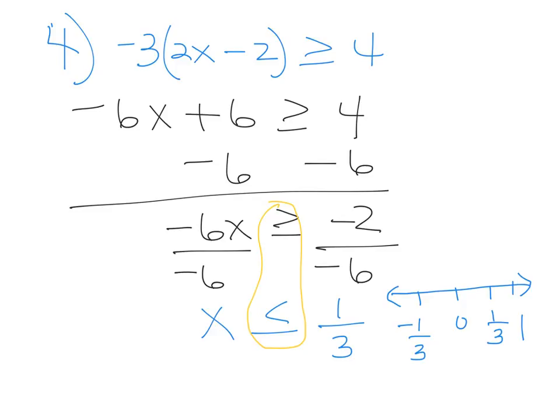Now remember, anytime you have a fraction, when you go to make your number line, you need to tell me what two whole numbers the fraction falls between. So 1/3 falls in between 0 and 1, so I made sure I put the 0 and the 1 on there. And then I'm going to put a closed circle above 1/3. Make sure you know it's closed, and then you're going to shade to the left.